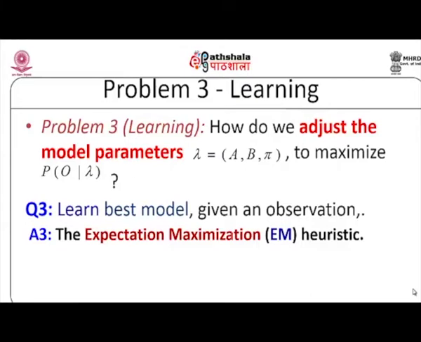For evaluation, that is finding the probability of the observation sequence, we use Baum-Welch. Finding the most probable sequence of states given the observation and the model is done using decoding, that is, using Viterbi. Then, given the observations, we adjust the parameters such that you get the best model, and that is done using the expectation maximization heuristic. We have looked at the fundamentals of expectation maximization previously. Here we are going to look at how it is used in hidden Markov models, but not in this module. We are going to talk about this in the next module.